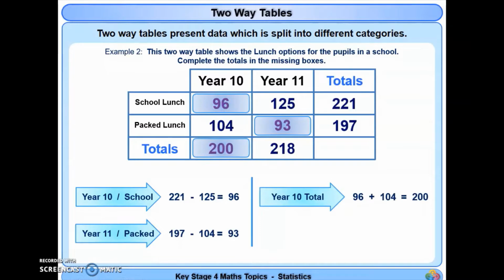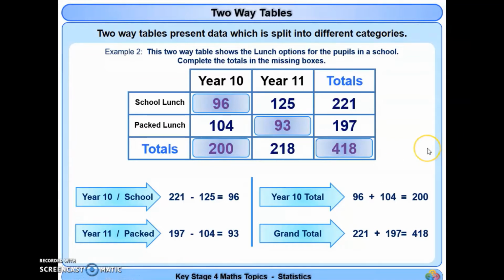200 students in year 10, and now I want my complete total for this bottom corner here, which will be the total of year 10 and 11s added together. It will also be the total of school lunches and packed lunches added together, and they will give me the same total. So my grand total being 418.